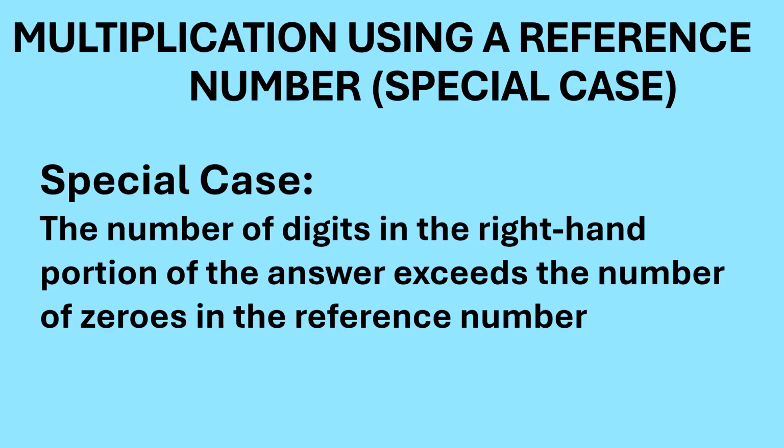In today's lesson, we'll go over a special case in multiplying numbers using a reference number. We'll come across the special case when the number of digits in the right-hand portion of the answer exceeds the number of zeros in the reference number. Let's go ahead and try a few problems that come under the special case.